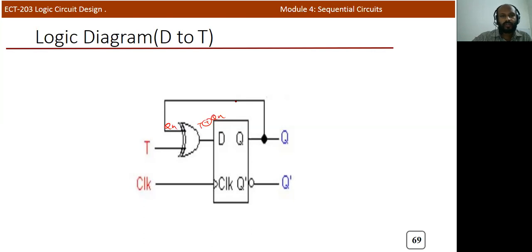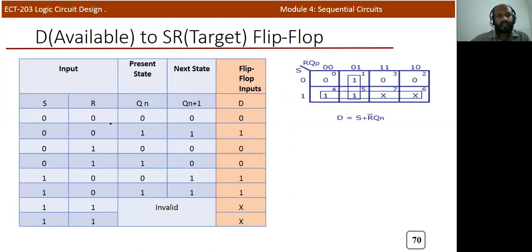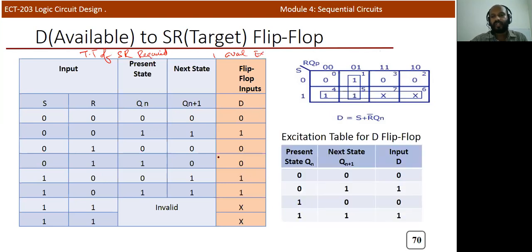Now D to SR. To implement SR by using D, first write the conversion table by writing the truth table of the SR flip flop, because it's the required one, and for the available one you need to write the excitation table. The available one is the D flip flop. By looking into the D flip flop excitation table, you can fill it. When there are two values 1 1, it's invalid.